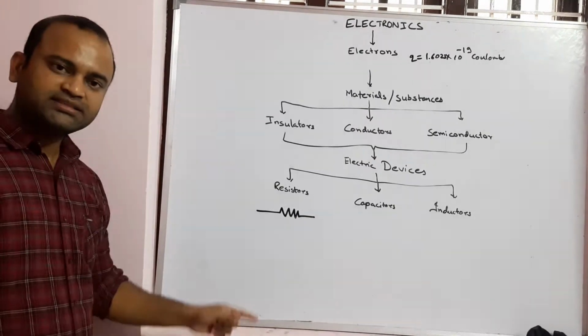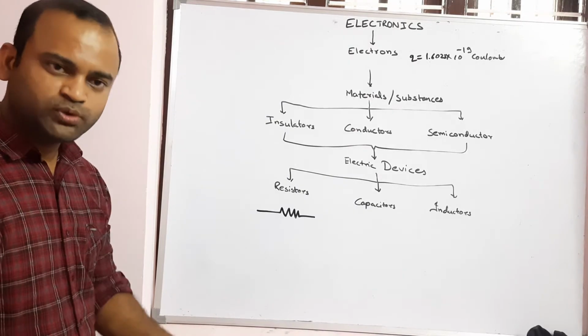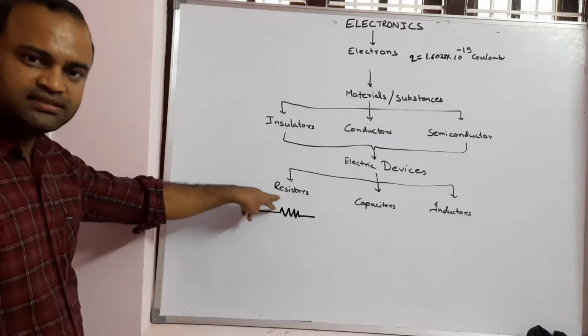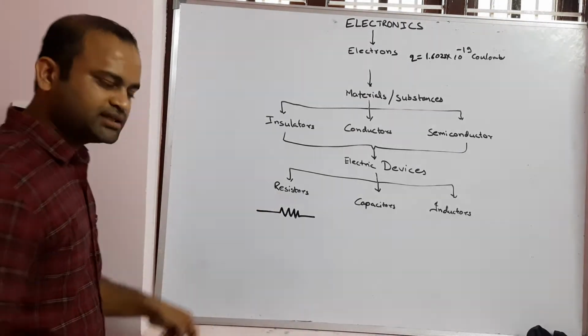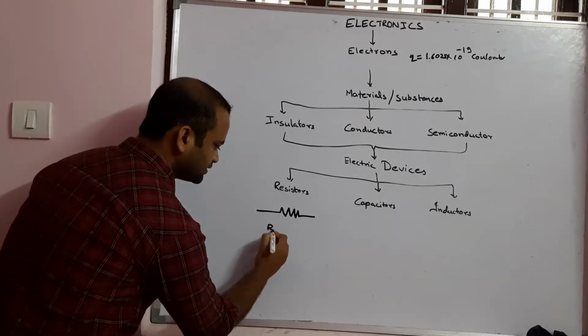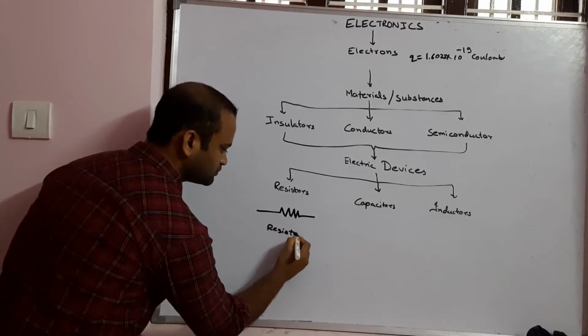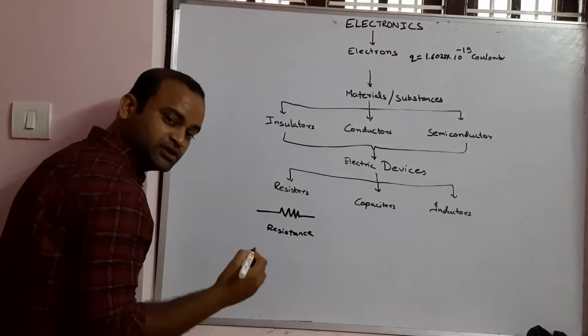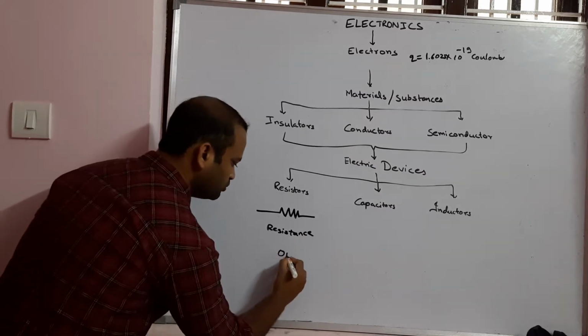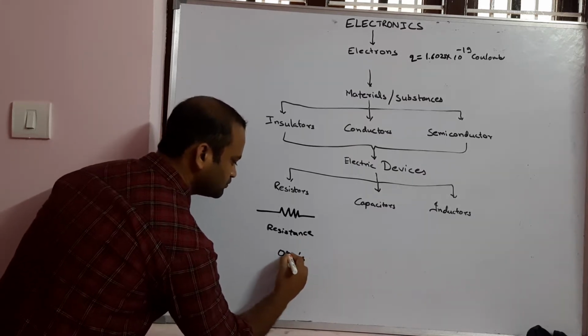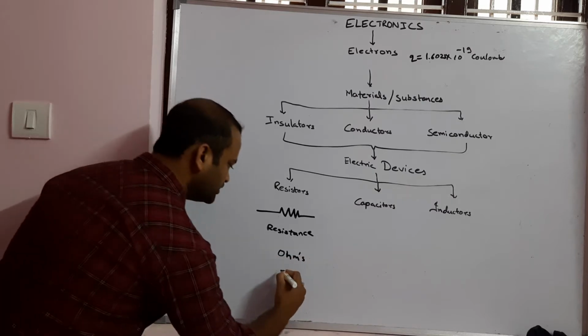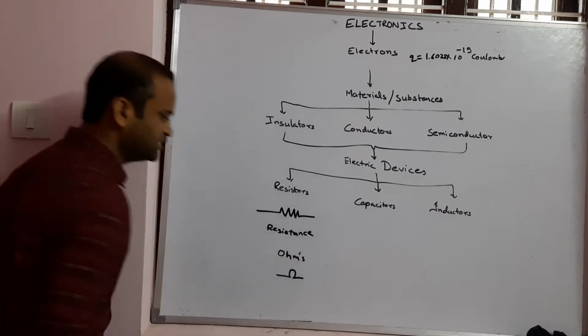and its value has some units. So a resistor has a value in terms of resistance, and its unit is ohms, and the symbol is this.